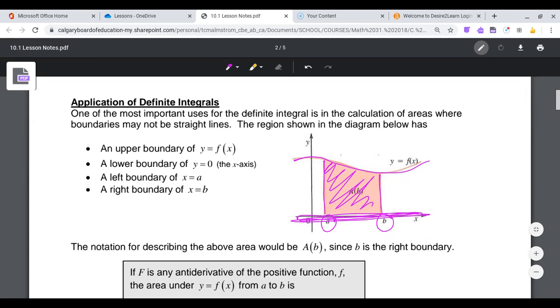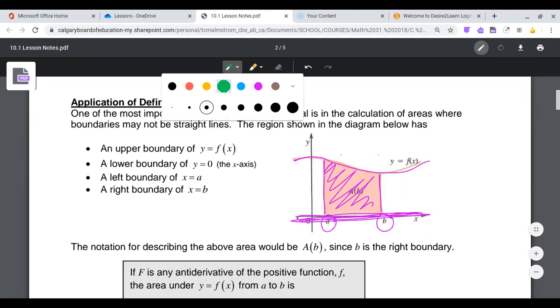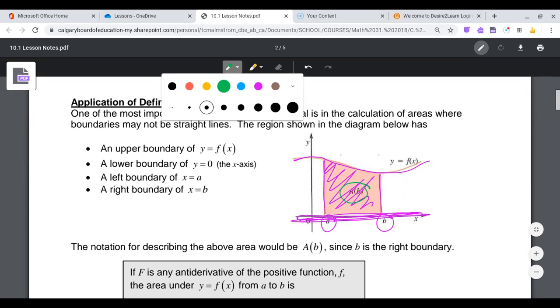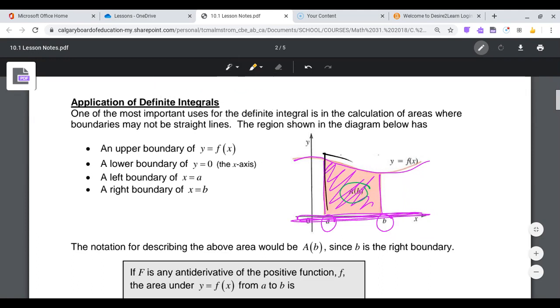And it's defined as A of B, which I just kind of colored over top of, sorry. If I had this as just some ordinary geometric shape, or a bunch of shapes, then I could just use my geometry formulas. So an area of a trapezoid, an area of a rectangle plus the area of a trapezoid, whatever it was. But because I have this curve happening, that's the problem. That's where the integral calculus comes into play.